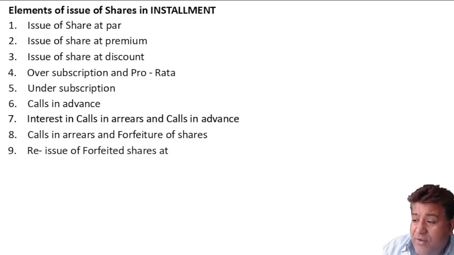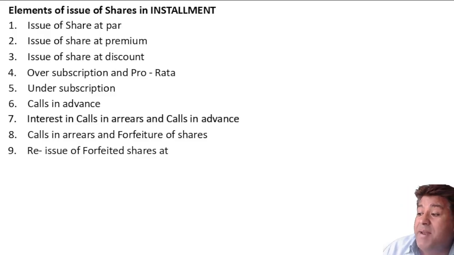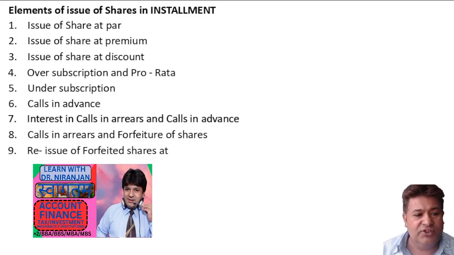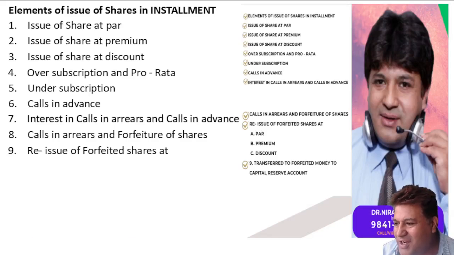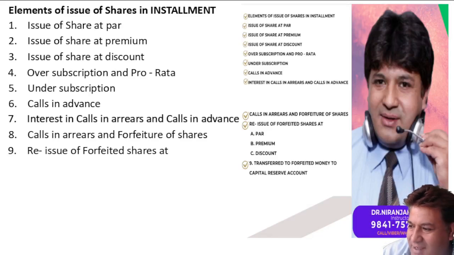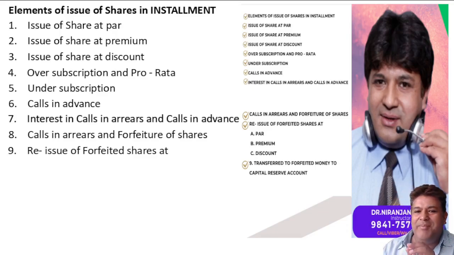After forfeiture, the company has forfeited your shares. So what may the company do? The company may reissue that share to another person. For that also we need to make the journal entries in our chapter. So these are the things we are going to encounter throughout our issue of share for cash chapter. You need to understand these elements. If you understand these elements theoretically, then practically it will be as easy as cake.